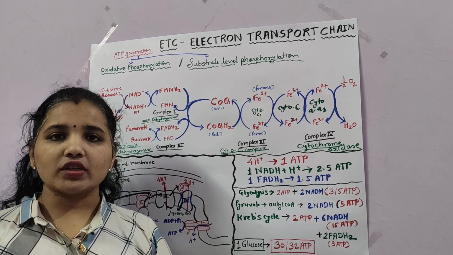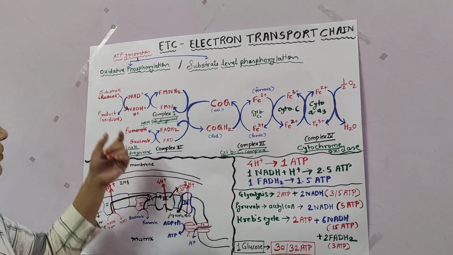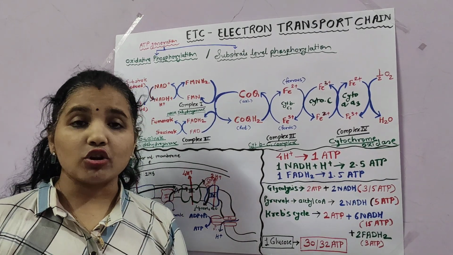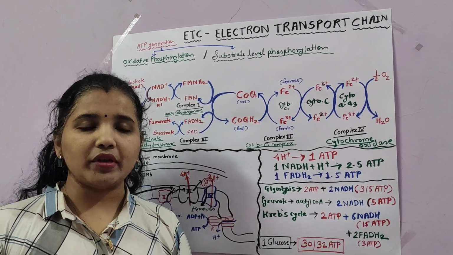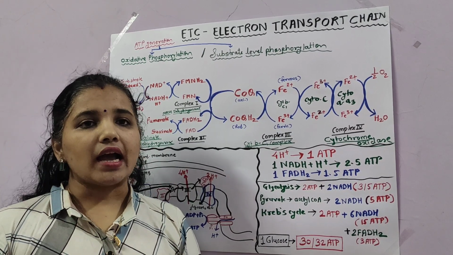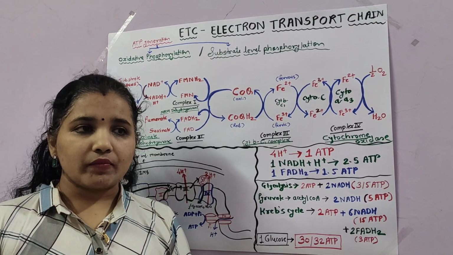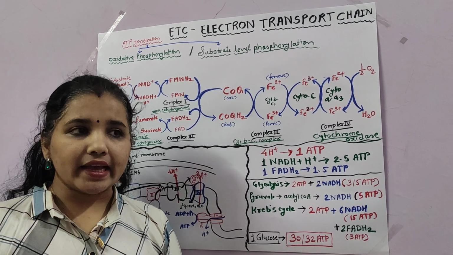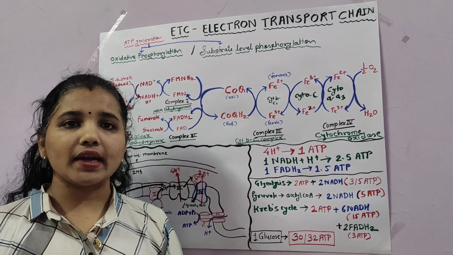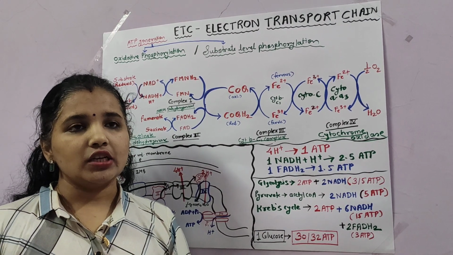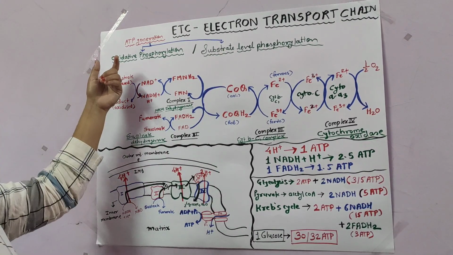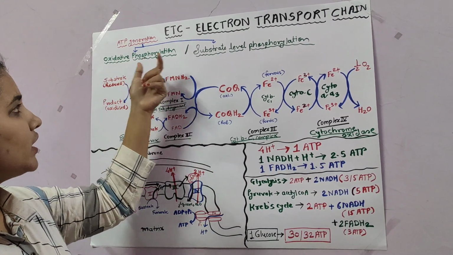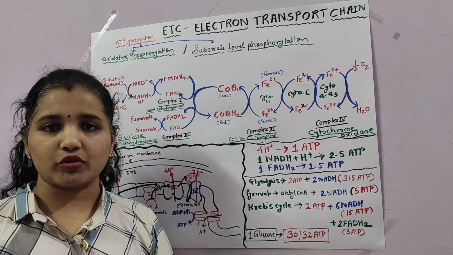So what is the need of the ETC? The ETC is responsible for the generation of ATP. A large amount of ATP is generated by the ETC, and it also oxidizes the reduced coenzymes. It converts NADH and FADH2 into NAD plus and FAD. ATP generation can take place by two methods: oxidative phosphorylation and substrate level phosphorylation.